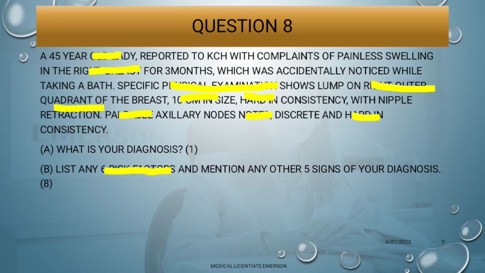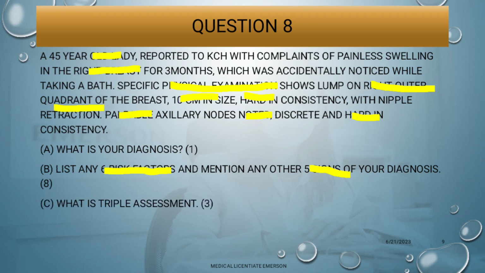Now the signs of the diagnosis. On the signs, we can have peau d'orange, dimpling of the skin, retraction of the nipple, and skin ulceration. Ulceration can be on the nipple or on the skin, and fungation. You can also put the nipple changes, such as nipple destruction and nipple duplication. Those are some of the signs you can get. Specifically here they just wanted any other signs, so I think you've mentioned more.